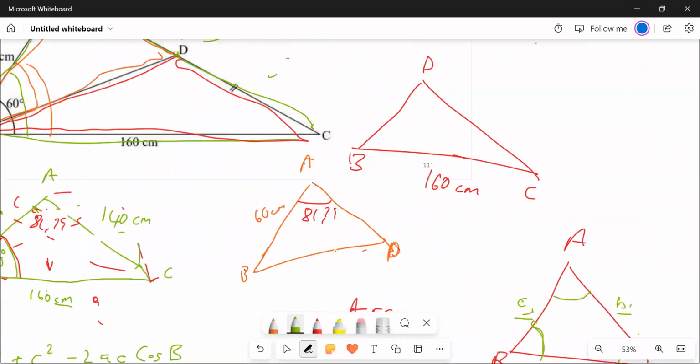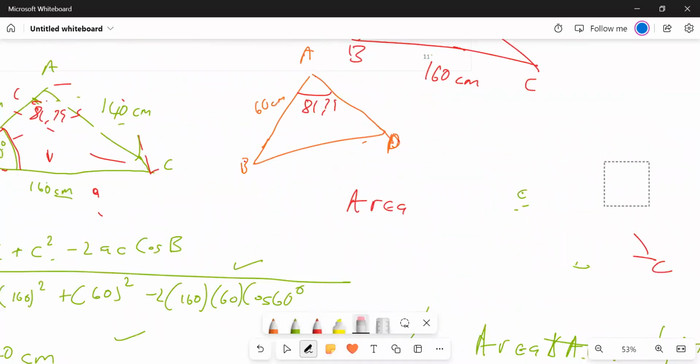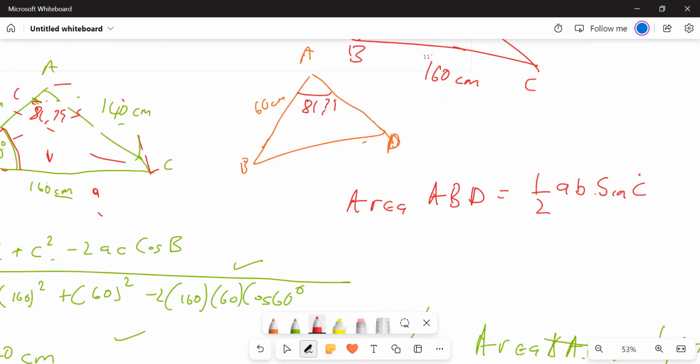They are talking about triangle APT. It is the only triangle that we have. If we want to get the area of triangle APT, we have 3 formulas that we can use. The area of triangle ABD can be given as half, then you have A, and then B, multiplied by the sine of C. I've used A and B, so I'm going to use the sine of C.